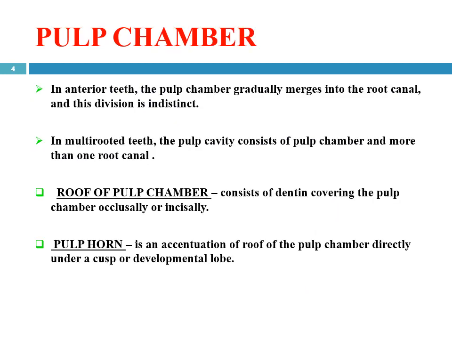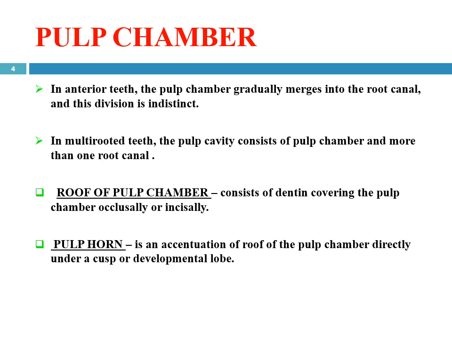So coming to the pulp chamber, in anterior teeth the pulp chamber gradually merges into the root canal, and the division between the pulp chamber and the root canal is not visibly distinct. In the case of multirooted teeth, the pulp cavity consists of a pulp chamber and more than one root canal. So there is a distinct pulp chamber, and there is a distinct division into the root canals. The roof of the pulp chamber consists of dentin, which covers the pulp chamber occlusally or incisally.